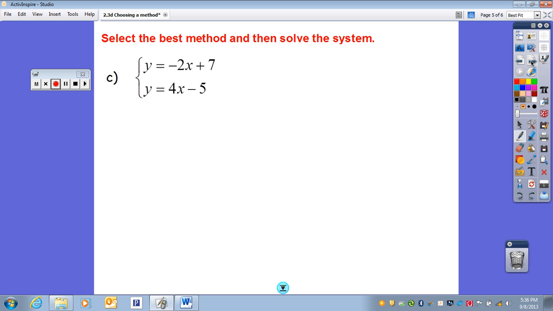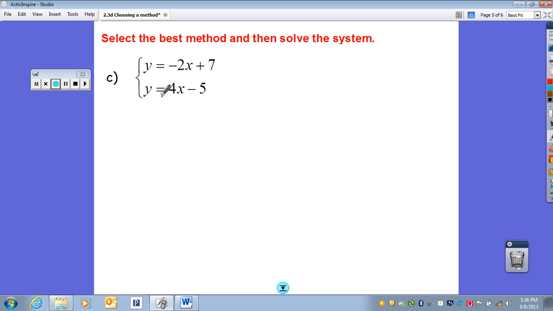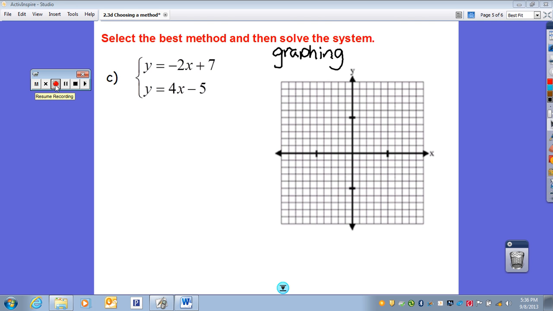Let's take a look at our next example. We have y equals negative 2x plus 7, and we have y equals 4x minus 5. This might be an example of one that we might want to solve by graphing because these are both in the form of y equals mx plus b. So let's take a look.